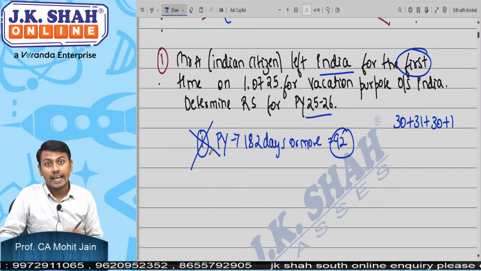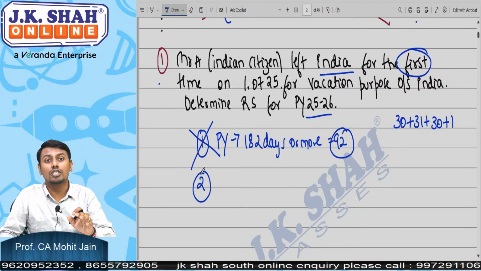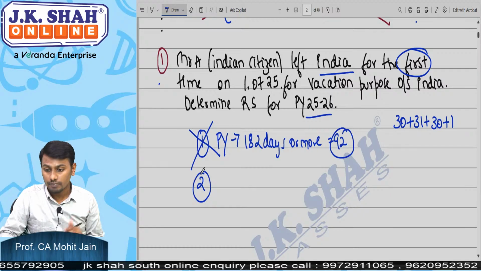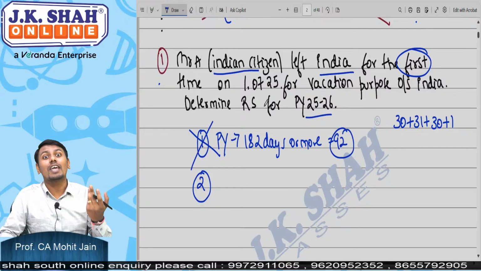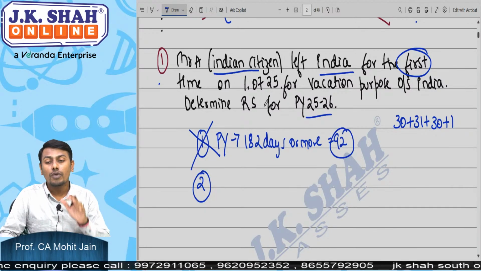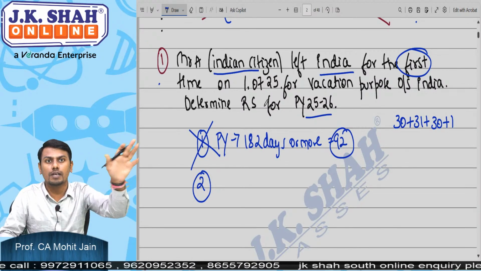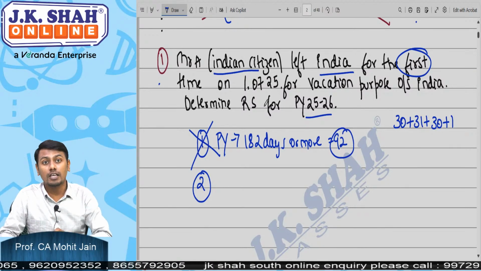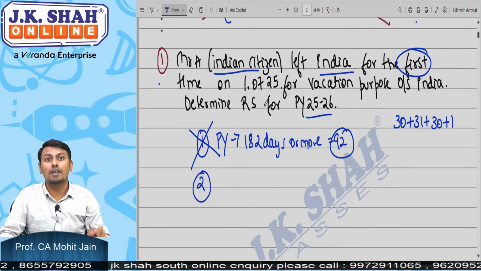Now we cannot directly conclude. Now we have to check basic condition number 2. But before starting basic condition number 2, we have to check whether it will be applicable to him or not. He is an Indian citizen. For what purpose is he leaving India? For vacation purpose. So should I check basic condition number 2? Yes. If you had gone for employment purpose, basic condition number 2 would not have been applicable. But since he is going for vacation purpose, basic condition number 2 will be applicable. He will not be covered by the exception.